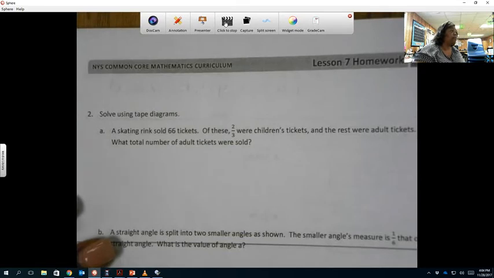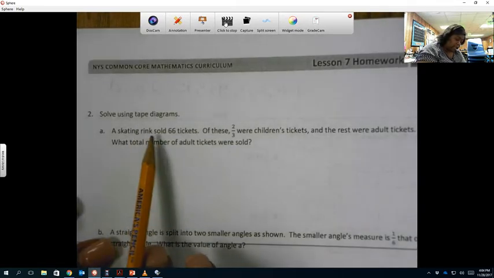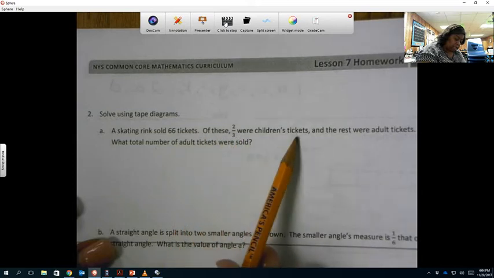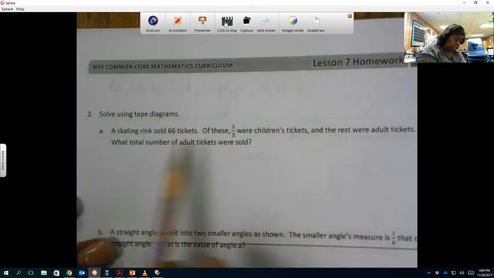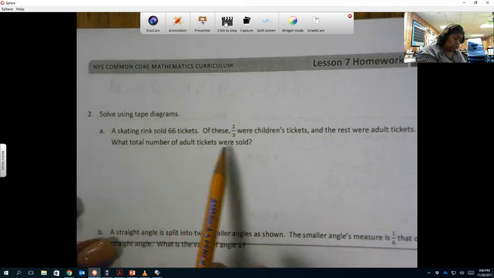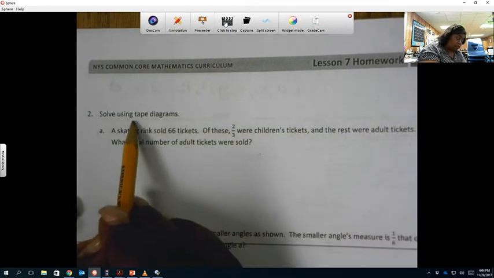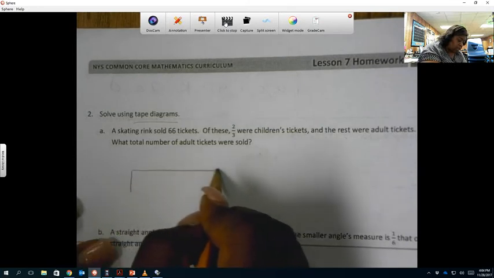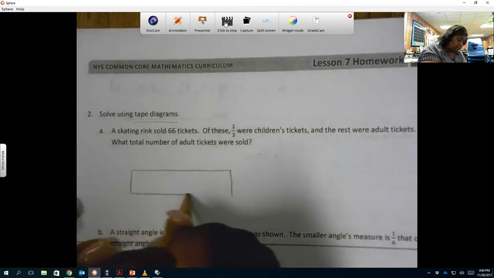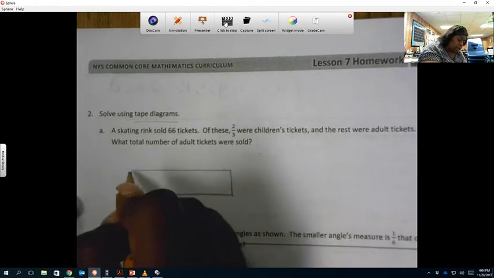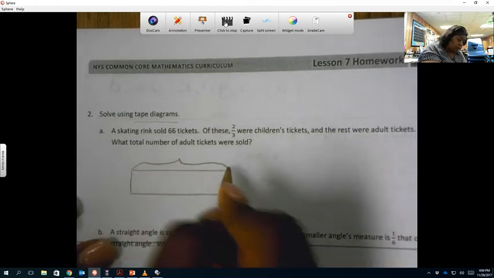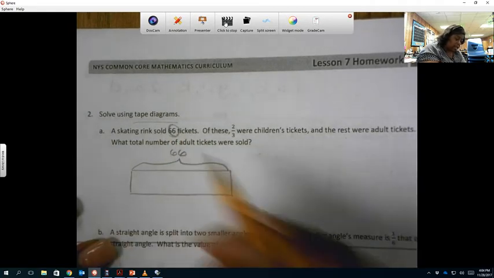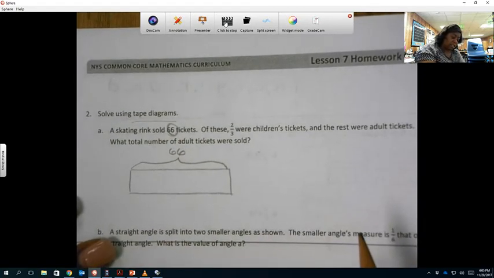There we go. It says a skating rink sold 66 tickets. Of these, 2/3 were children's tickets and the rest were adult tickets. What total number of adult tickets were sold? So I'm going to solve using a tape diagram. I start with my rectangle. Do I know my whole? Do I know my total number of tickets sold? Yes, it's 66. So this whole thing represents 66.